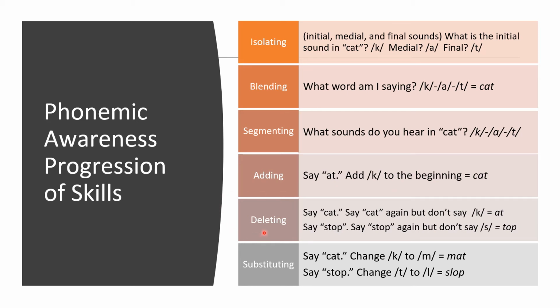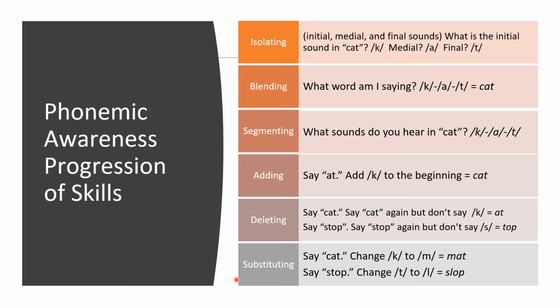Then we have an example of deleting a phoneme. This is where we're taking a phoneme away. So for instance, we might begin with something like cat. Say cat again, but don't say k, and what's left? At. So when you only have 3 phonemes, it's a little bit easier. We can make it more complex by adding another phoneme. So now we have 4 sounds. Say stop. Say stop again, but don't say s, and you get top.